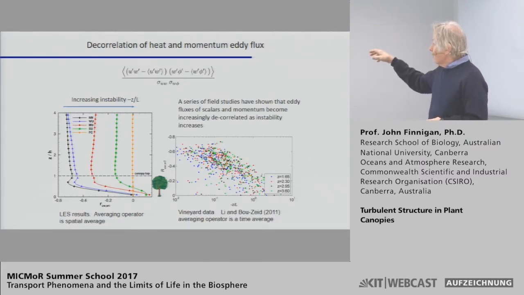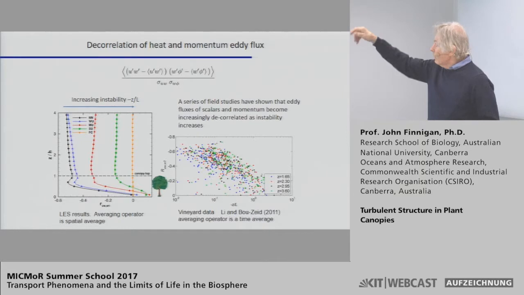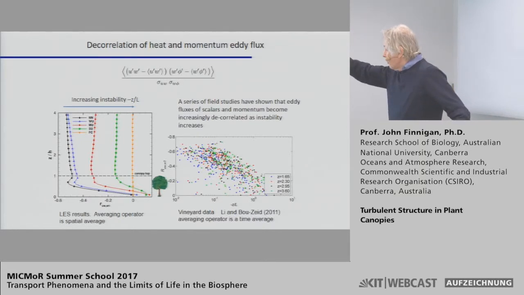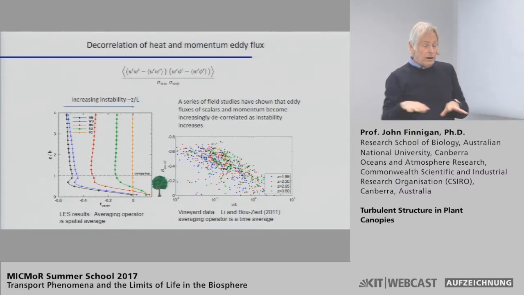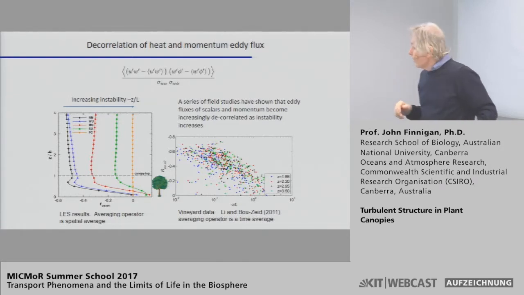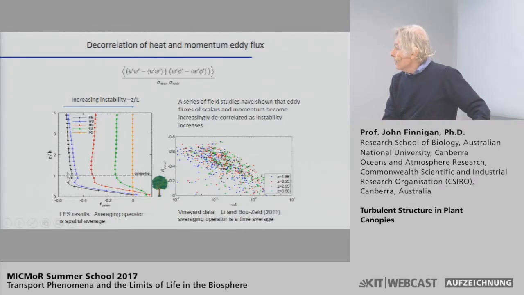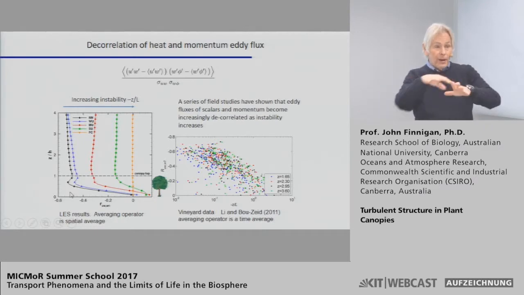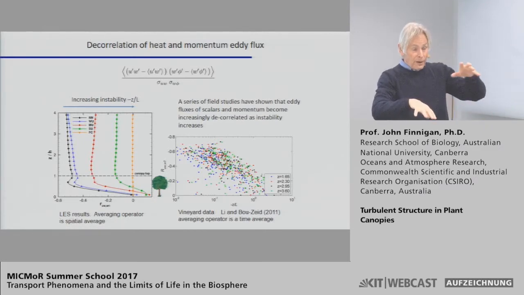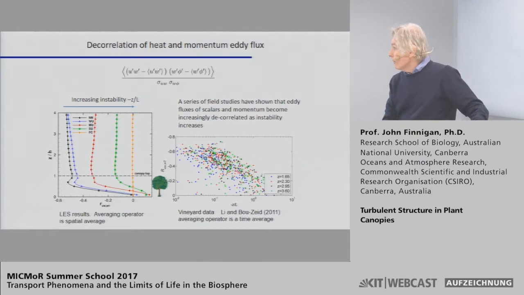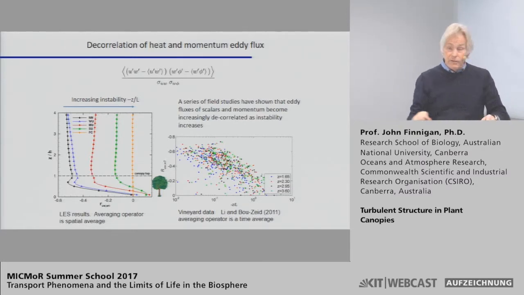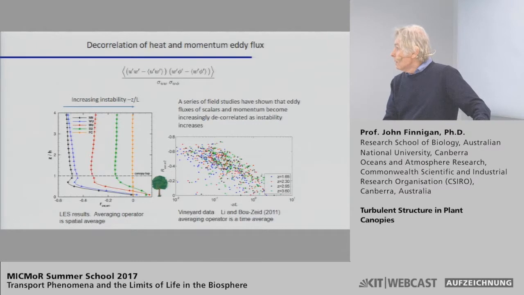And these averaging operators, the angle brackets at the top, in this case is time averaging. But if we look at our large eddy simulation results, where we're now doing spatial averaging, we see the same picture. Now we see that in near neutral conditions, we get a correlation between spatial patches of momentum and heat flux. They're well correlated, they occupy the same regions in space when the flow is nearly neutral.